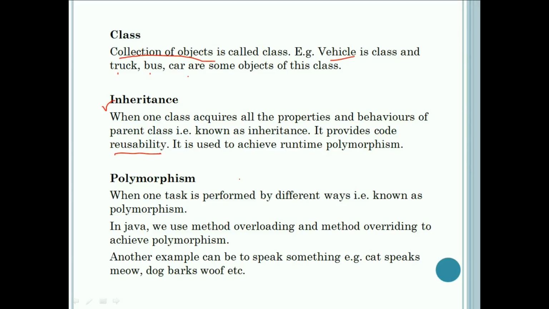Next is polymorphism. Poly means many, morphism means form. So polymorphism is split into two parts, poly and morphism. Polymorphism means one task is performed in many ways or many forms. There are two types of polymorphism: compile time and runtime. We use method overloading and method overriding to achieve polymorphism.